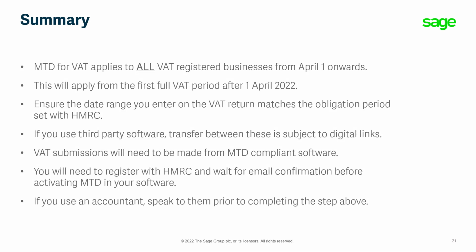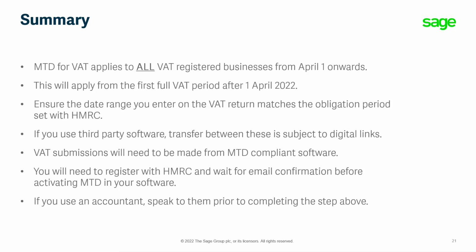So now to summarise. Making Tax Digital for VAT will apply to all VAT registered businesses from April 1st onwards. This includes those businesses who have registered voluntarily. It will apply for the first full VAT period after April 1st, 2022. You need to ensure the date range you enter on the VAT return matches the obligation period set with HMRC. And if you use third-party software, transfer between these is subject to digital links.